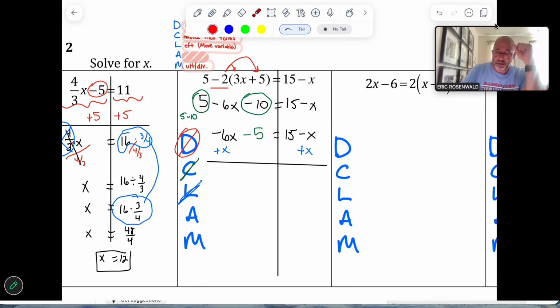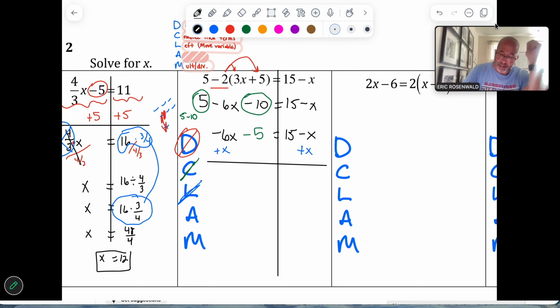We have -6x's, and we're going to add 1x. So I have 6 negatives, 1, 2, 3, 4, 5, 6. I'm going to add 1 positive, and the positive and negative are going to cancel out, leaving us still with 5 negatives.